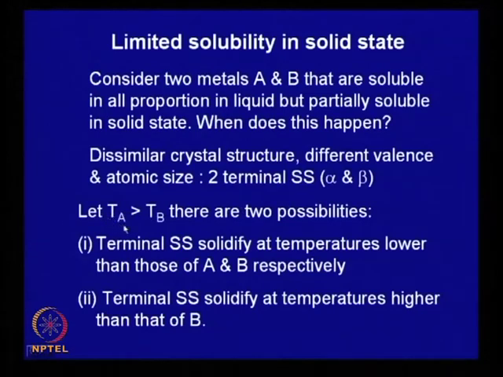And let us consider that the melting point of A is greater than that of B. Now, in this case, there are two clear possibilities. Case one, where the terminal solid solutions solidify at temperatures lower than those of both A and B respectively. And case two, where the terminal solid solution solidifies at temperatures higher than that of B. Let us try and understand what this means.